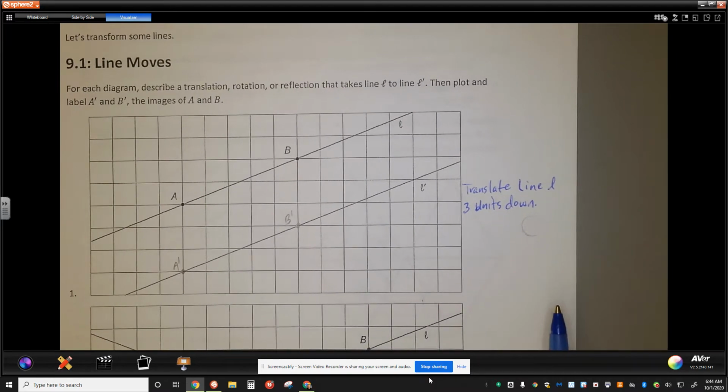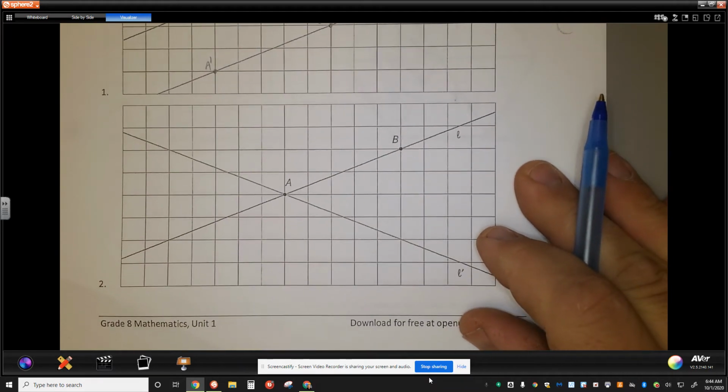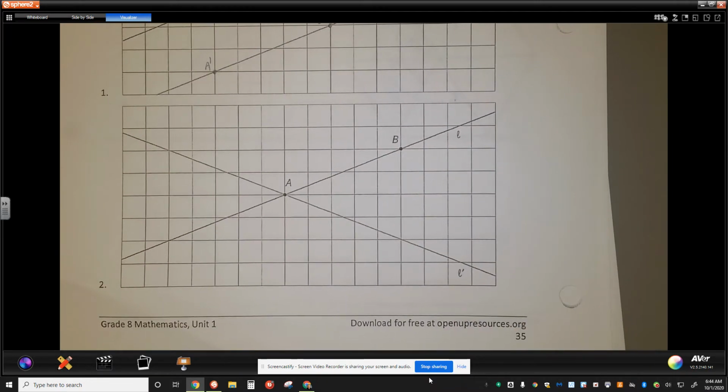Going on to number 2, we see 2 lines that are intersecting, line L and line L prime. What we need to determine with this one is how that happened. I think the easiest way is to recognize that there's just 2 lines, and so the simplest way to do this is to say that there's been a reflection, or excuse me, a rotation. So then the question comes down to how many degrees of rotation did we actually do here? Well, there's a couple ways to do it. We can put a protractor on it, and we can find out the exact measurement.